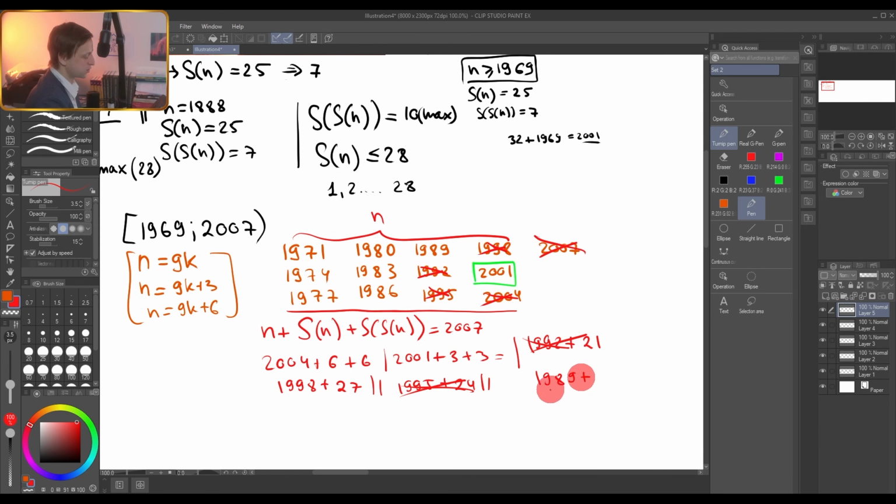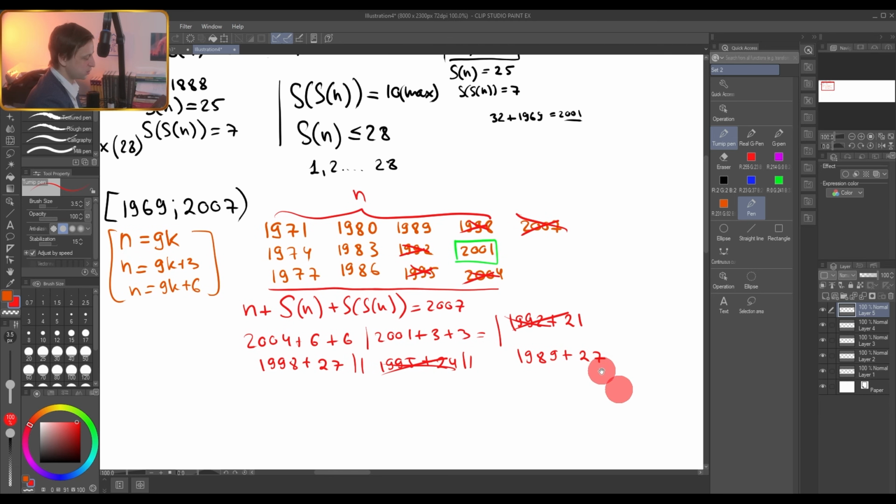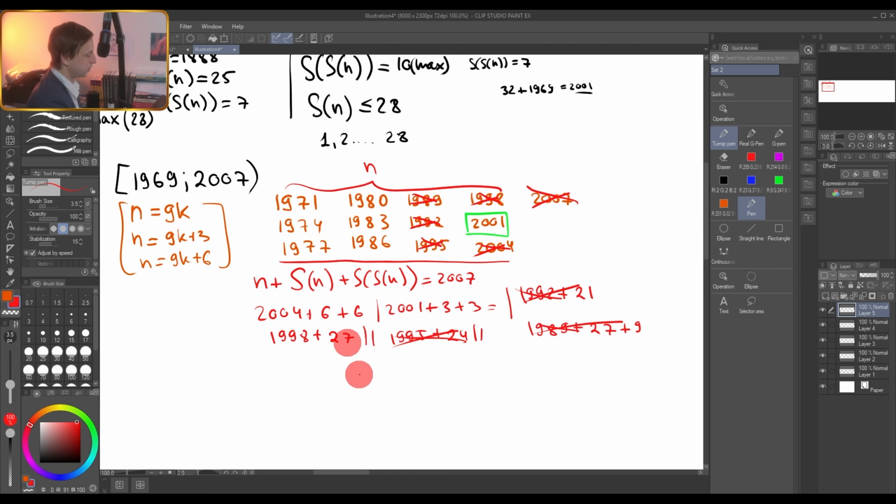1989 plus the sum of digits will be 27, and is it too large for us? Plus 9. So plus 27, it will be plus 26. Yeah, too large, doesn't work. Okay, 1986 plus the sum of its digits is 7 plus 8, 15. 15 plus 9 is 24, plus 6, and if you add all of that, you will get just too large, so still doesn't work.